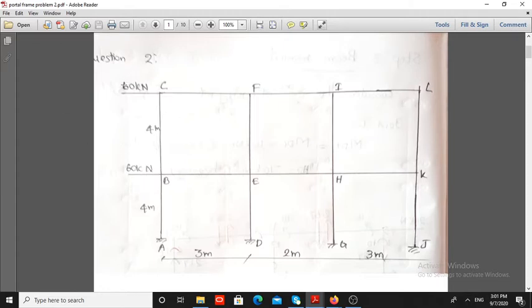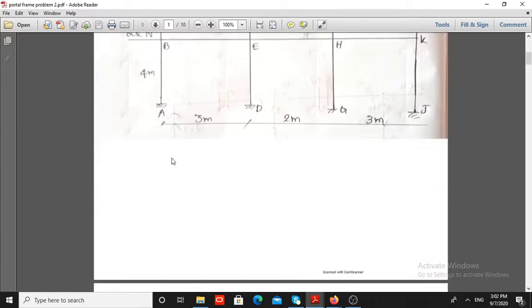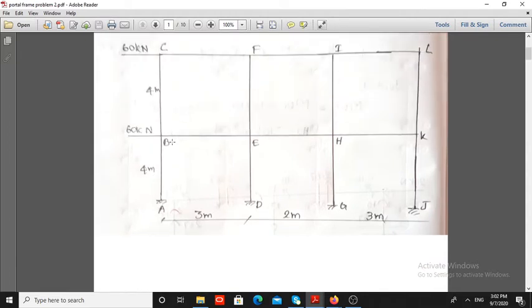The loads acting are 60 kilonewton at the top floor and also 60 kilonewton at the bottom floor. So in the portal frame method, first of all you have to find the column shear, then the column moments, then the beam moments, then the beam shear, and finally the column axial forces. Then draw the bending moment diagrams of both beams and columns.